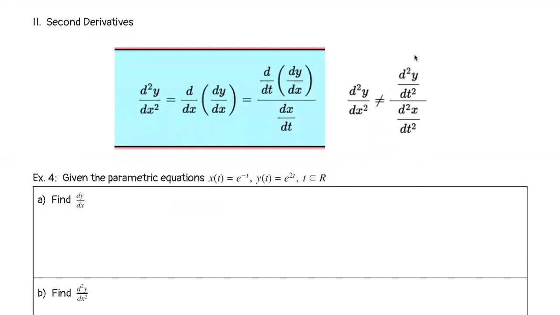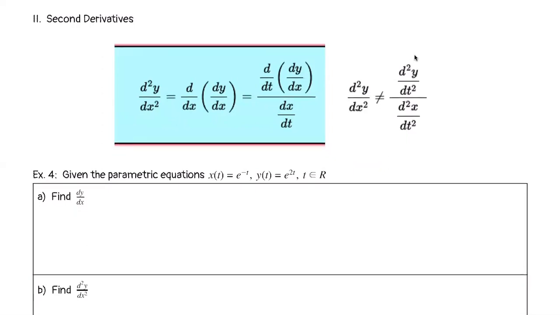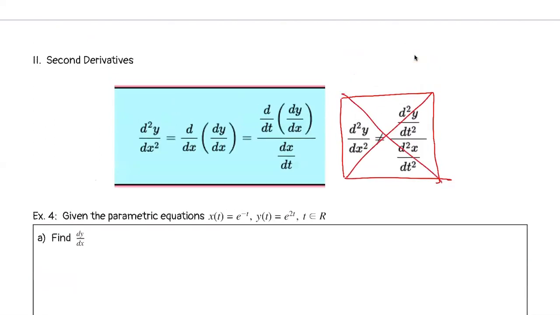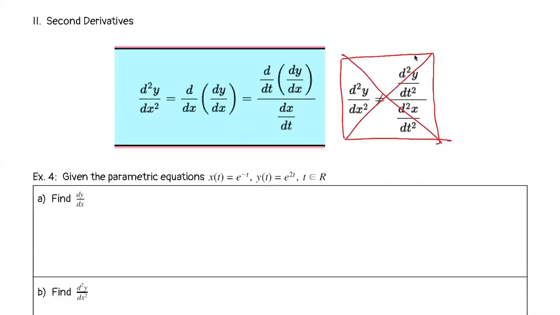I actually want to start with the thing outside of this blue box, because that is not what the second derivative is. Lots of times we think, well, if the first derivative is dy/dx or dy/dt over dx/dt, then the second derivative must mean I just take the second derivative of the top and the second derivative of the bottom. I just want to point out right here, this is not what the second derivative of parametric functions is.